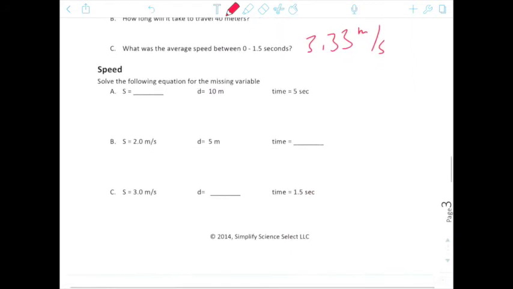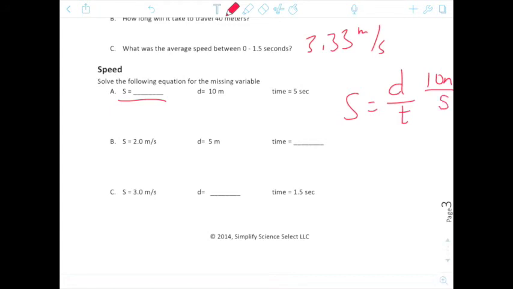We're talking about speed. We're using the equation speed equals distance over time. And when we solve this, if we're solving for the unknown variable, all we have to do is plug it into that equation. So on this one, we're solving for speed. So it's just 10 meters, which is the distance, over time, which is 5 seconds. So we'd have a speed of 2 meters per second.